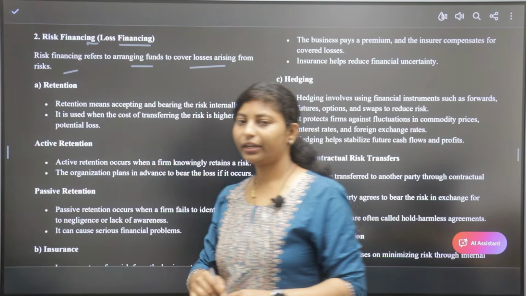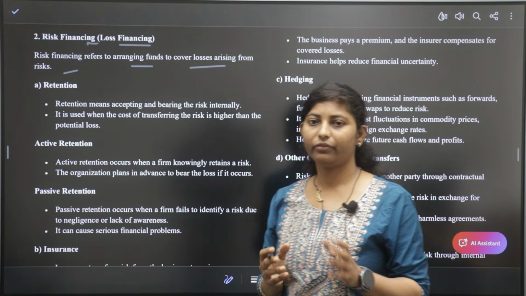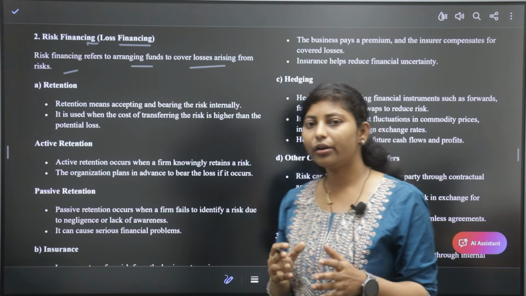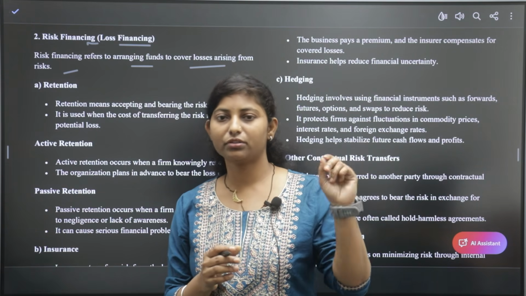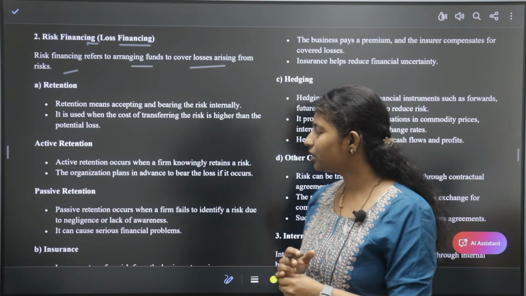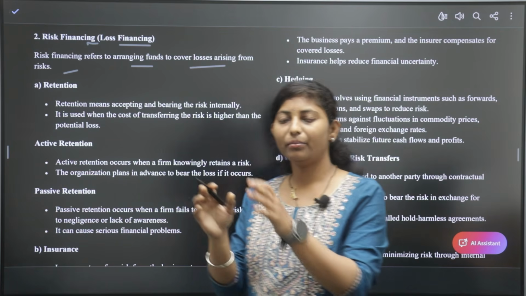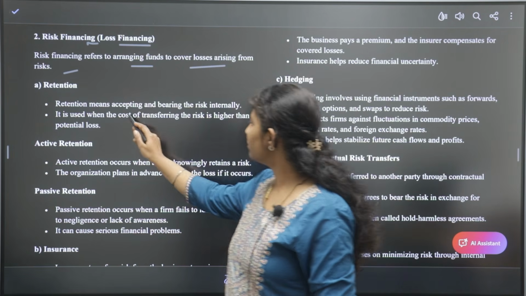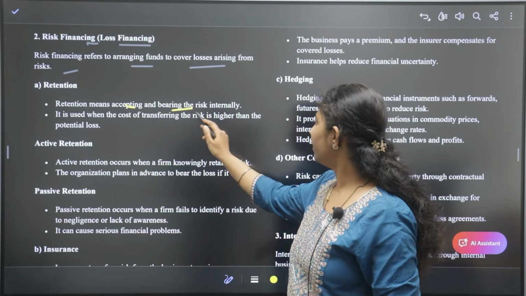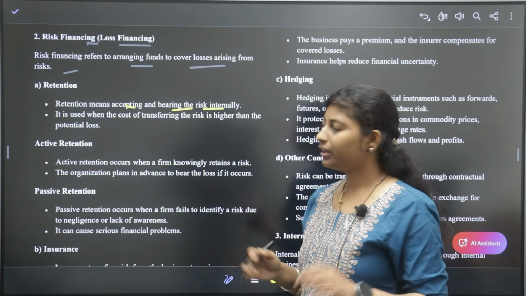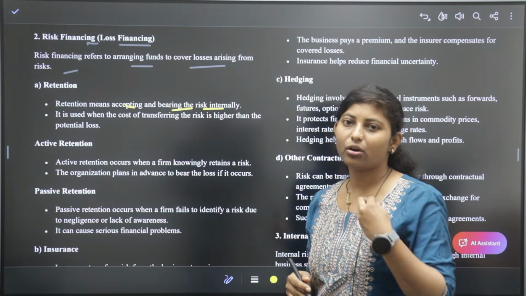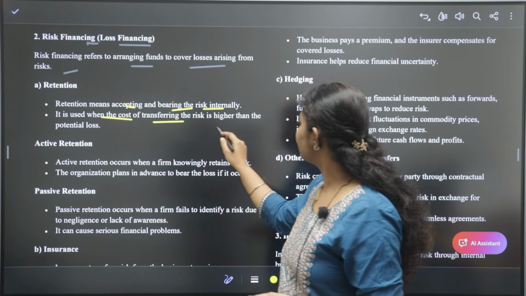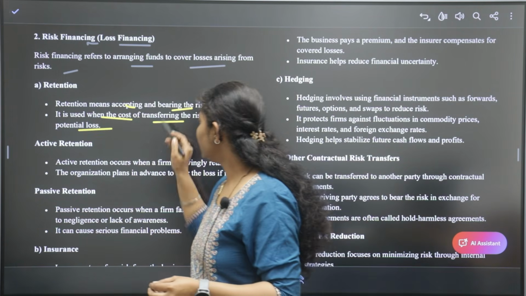Retention is the amount we keep aside in a business for whenever losses occur, so that we can use that amount when the losses occur. When you already know that such losses or expenses are going to occur in a certain activity or function, and you keep some amount aside, that is retention. Retention means expected losses and bearing the risk internally. It is used when the cost of transferring the risk is higher than the potential losses.